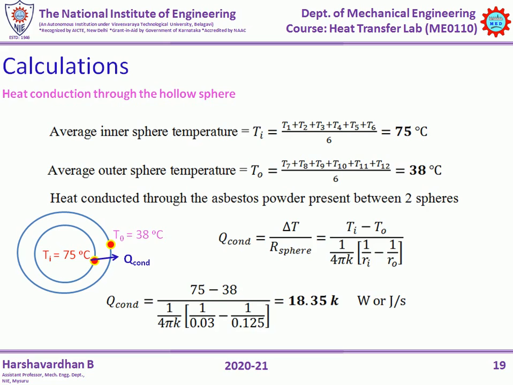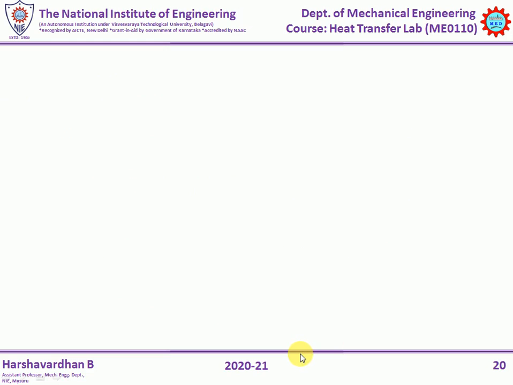After substitution, in this expression you need to remember that the thermal conductivity of the asbestos material is unknown. That is only what we are trying to measure. So after substitution we can express the heat conducting through the asbestos powder in terms of its thermal conductivity. Here we have got it as 18.35 K.